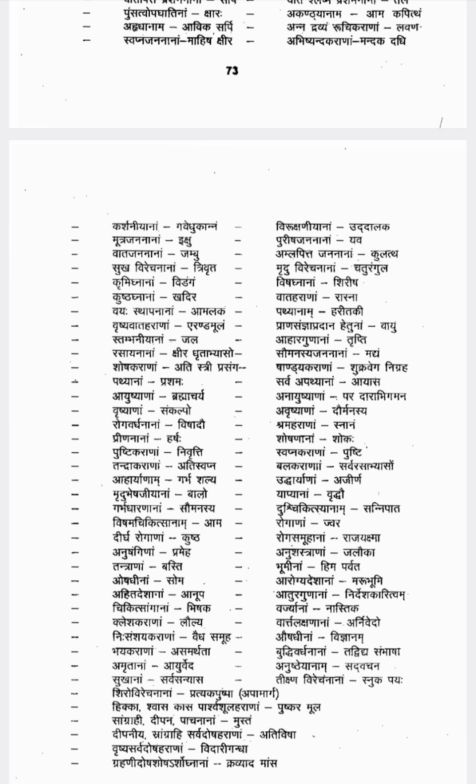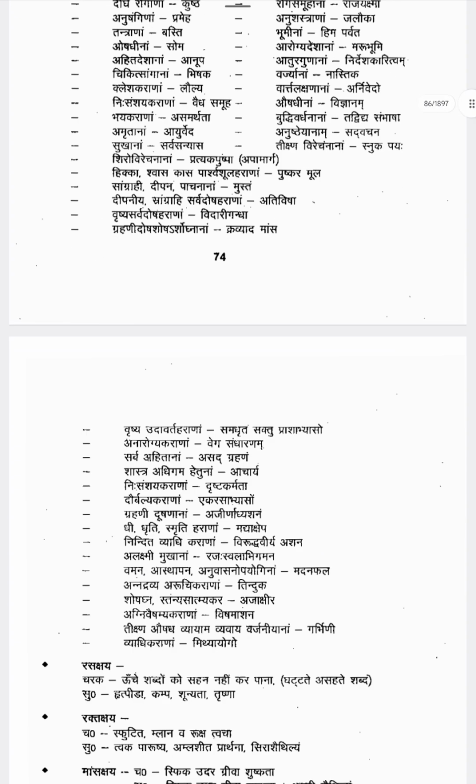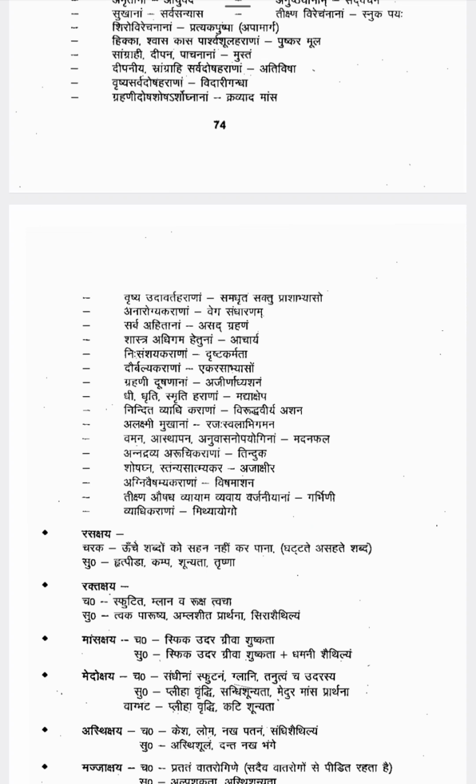Then Grahani Dosha, Shosha, Arshokna. These are all done by Kravyadi Mamsa. Then Vrishya Udavarta Haranam Samadadu Saktu Prashasta Abhyasa. Then anarogya karanam vega sandharana. By doing the vega dharana, it leads to anarogya. Sarva ahida is asad grahanam. Shastra adhigama hedu is acharya. Nisamshaya karanam drishta karmada. Daurbalya karanam ekarasa abhyasa.